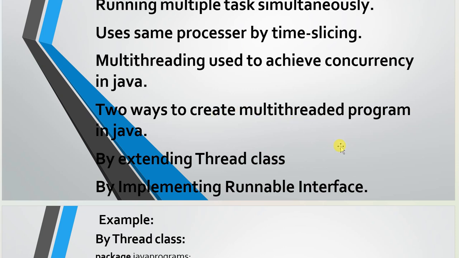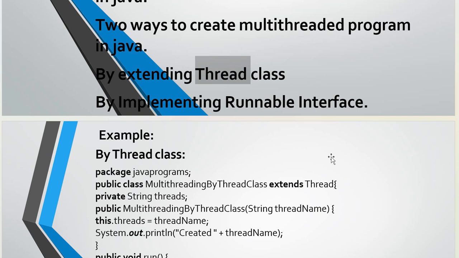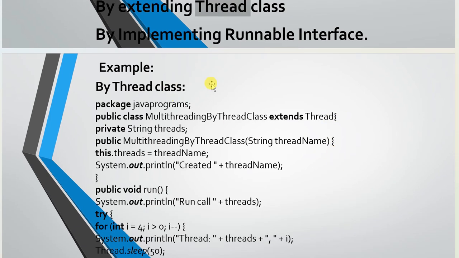So how do we create multi-threaded programs in Java? There are two ways to create multithreading here. We have the Thread class and the Runnable interface. Let's see an example of how we create a thread in Java. We'll see how, using Thread, we use the library class Thread.